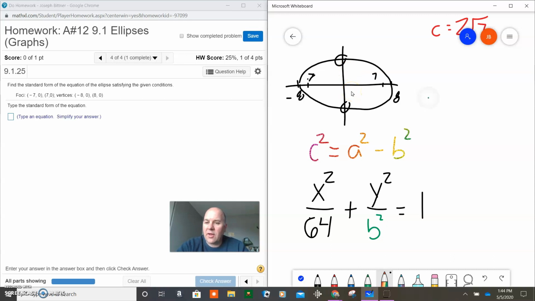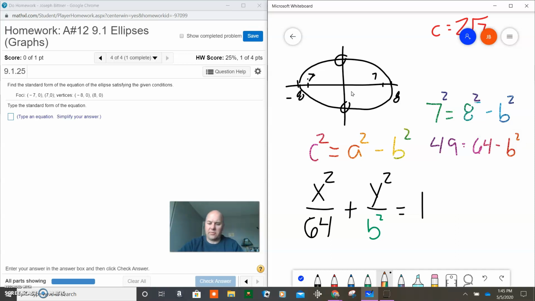So if I actually set that up, it'll be 7. Let me rewrite that. 7 equals the square root of 8 squared minus b squared, and actually solve this out like an algebra problem. So now as I solve this, and again, don't forget the squared on both of those. That will be 49. That will be 64.